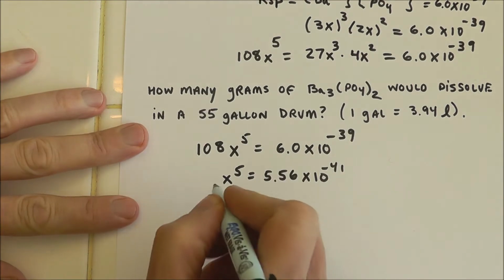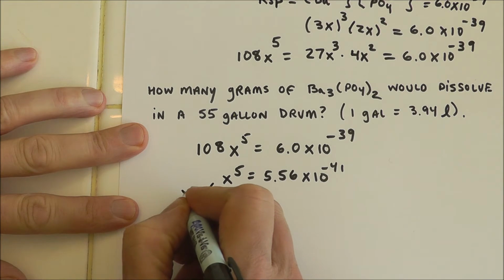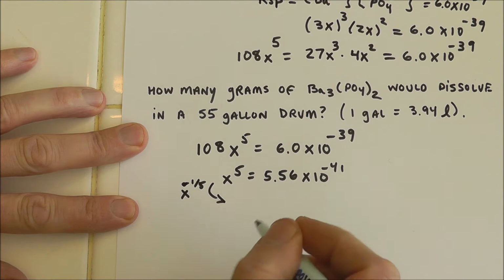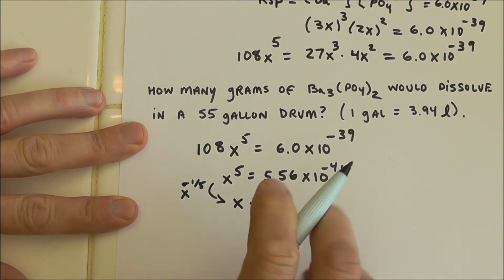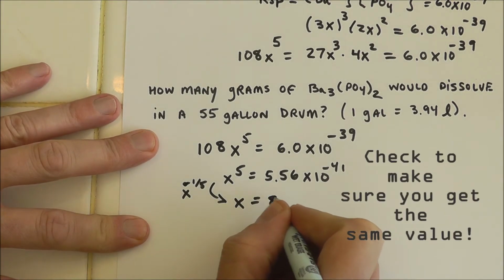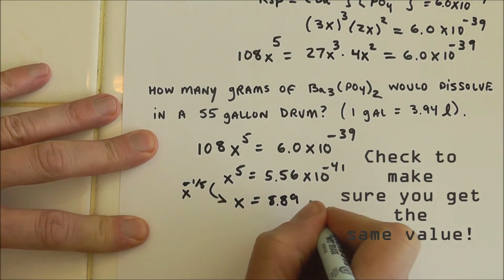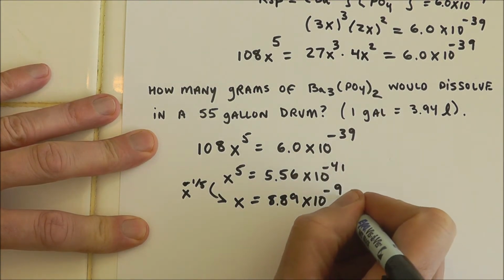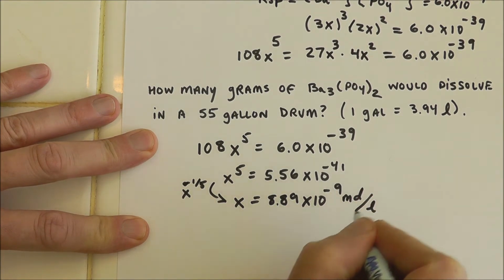So if I do X to the 1/5, excuse me, on both sides, that would just be X on the left. So what I will do is I've got a Y to the X button. I'll just go and hit Y. 1/5 is 0.2, Y to the X, and I get a value of 8.89 times 10 to the minus 9 units. Came out of a K, that's moles per liter.